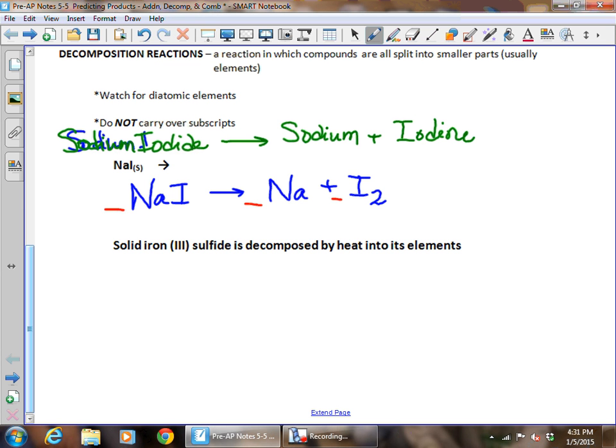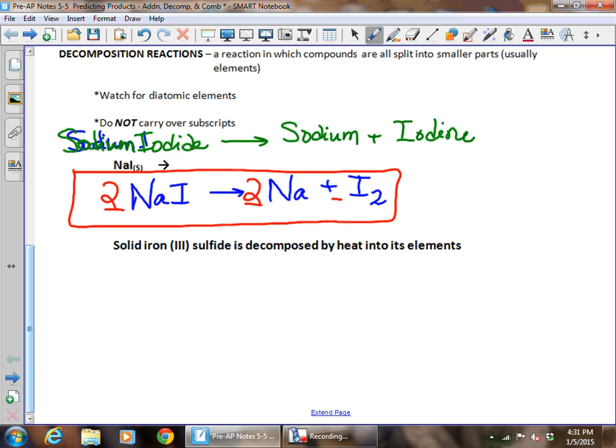So now we balance. Looks like we need a 2 in front of sodium iodide to balance our iodines, and now we'll need a 2 in front of sodium to balance sodiums on both sides as well. So there's our decomposition reaction.